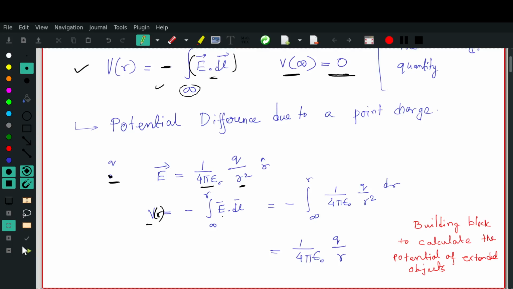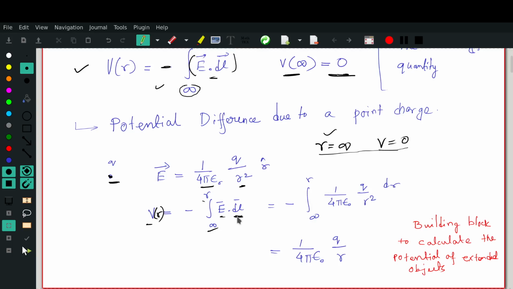The integration here will be minus, E dot dl, and we will be integrating from infinity to r. Here also we will assume that at infinity, whenever r is infinity, then this V will be 0. This is our basic assumption, and with respect to that, r equal to infinity, we will measure our potential.